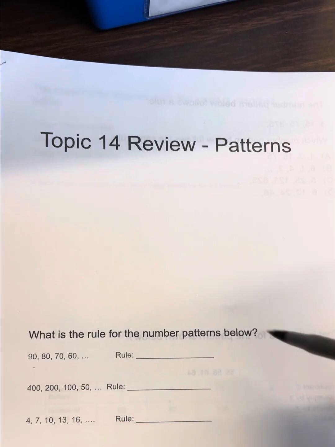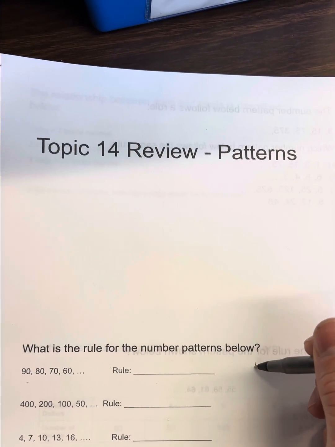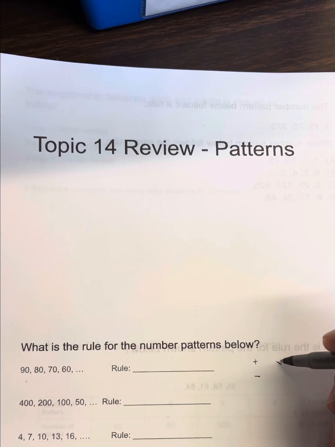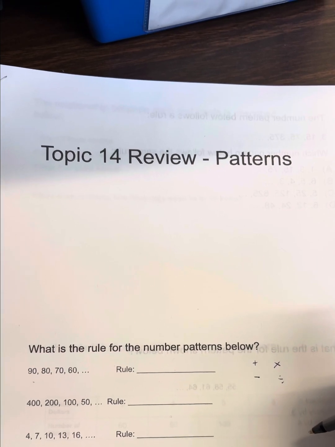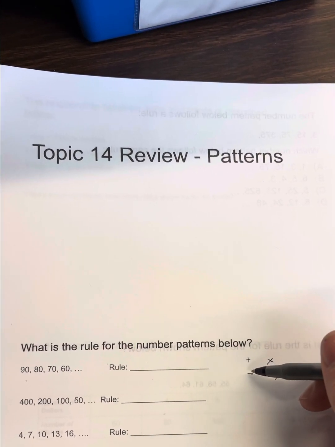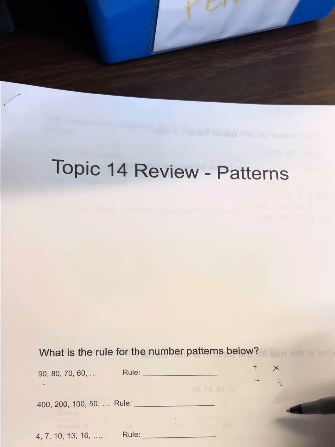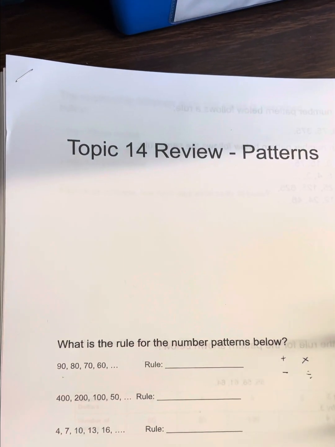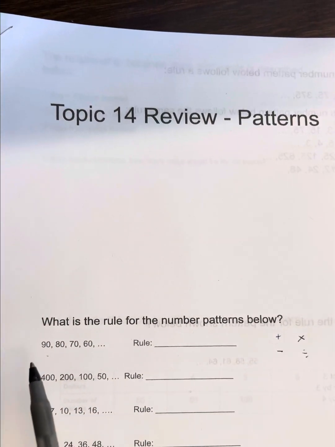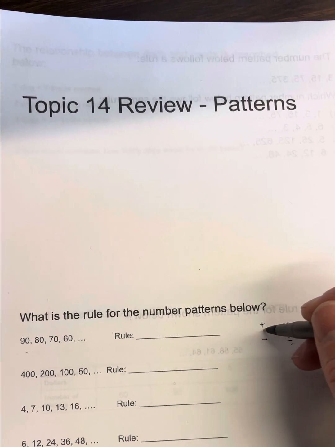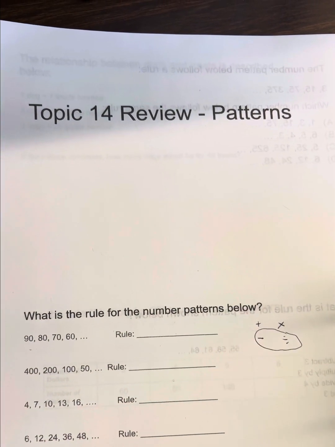I start by knowing that my rule can be addition, subtraction, multiplication, or division, right? If the numbers go up, it's got to be one of these. If the numbers go down, it's going to be one of these. So that's just a good way to start my thinking. So here, 90, 80, 70, 60, they go down. I know for this one, it's got to be subtraction or division.